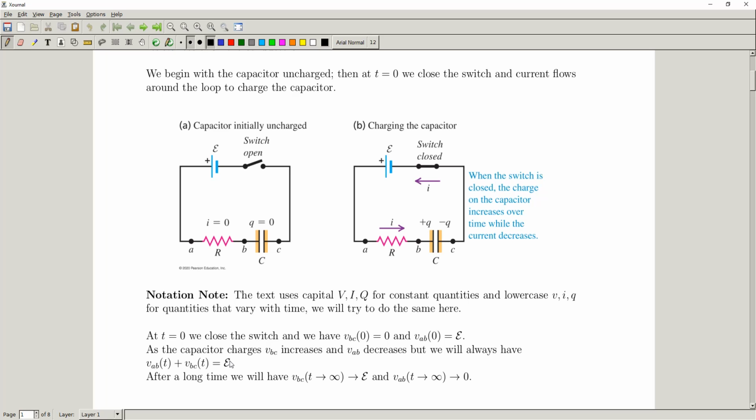So after a long time, we're going to have VBC as t goes to infinity. Our VBC is going to tend toward our EMF, right? So eventually, all of our potential difference will be made up by the step over BC, and none of it will be made up by the step over AB. So once this is fully charged, we're going to have all of our potential difference across here. There will be no more current flowing, which we'll talk about in a moment, and we're going to end up with no potential difference across AB and all of it across BC.